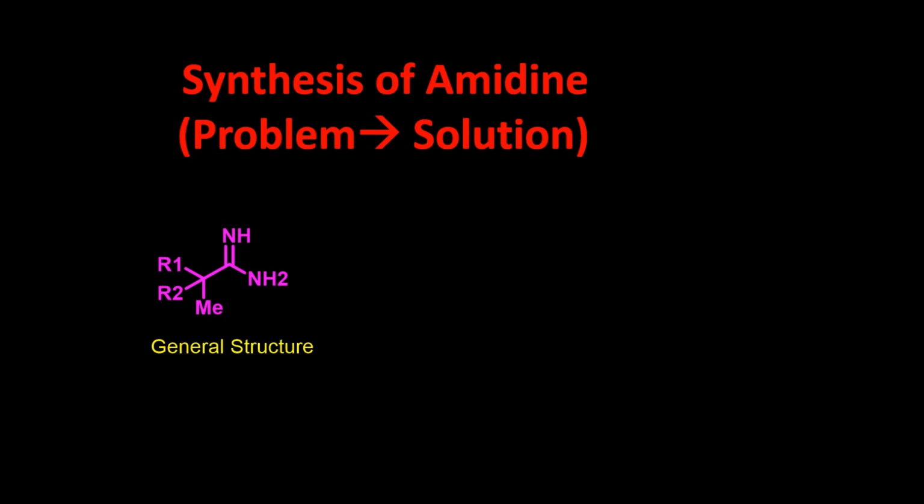Hello everyone. In this video, we are going to troubleshoot the synthesis of amidine derivatives. This is the general structure of amidine, where you can see two nitrogen atoms. This is a very important precursor for synthesizing pyrimidine derivatives, but most of them are very expensive. For example, this 2,2-difluoropropanimidamide is very expensive. Therefore, understanding the synthesis of these amidines is very important.